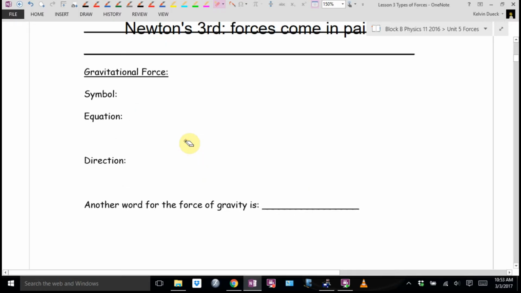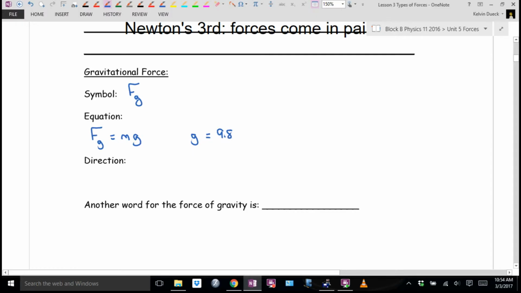Types of forces. Gravitational force. The force of gravity. Symbol, I use Fg. F with a little subscripted g. What was our equation for the force of gravity that we just started replacing on free body diagrams and not even bothering to put an Fg on there? How do we calculate the force of gravity? Mg. It's really ma, but where g equals 9.8.